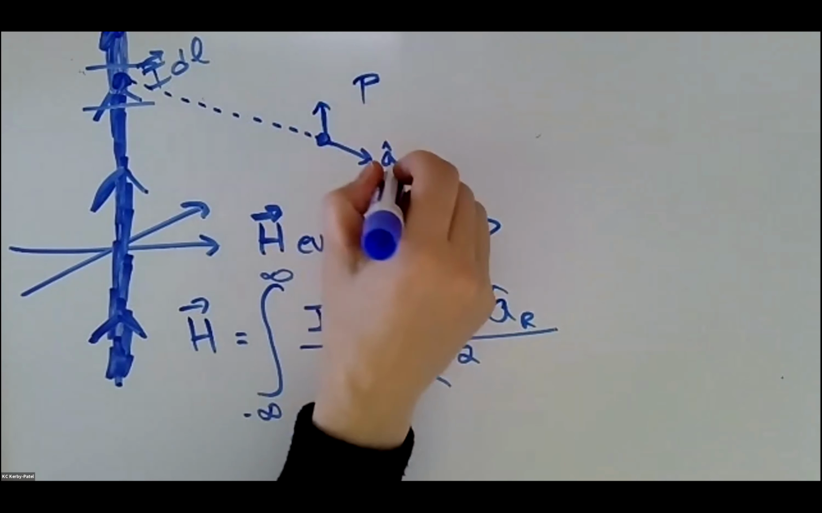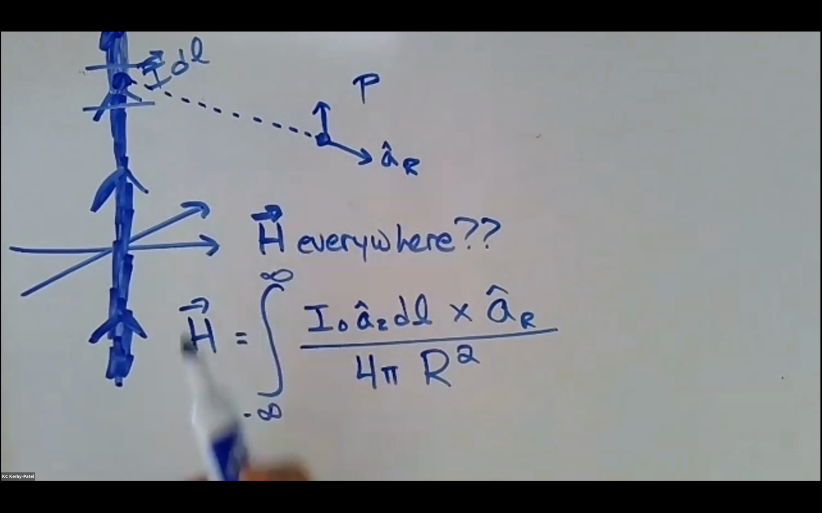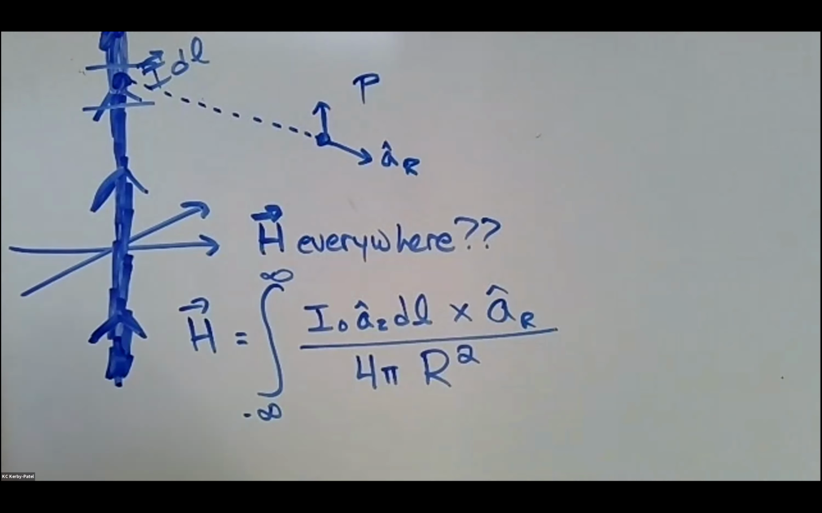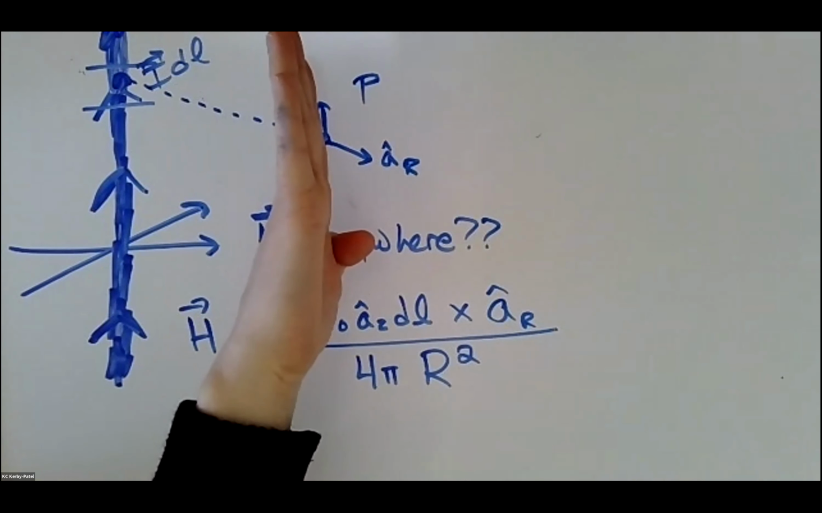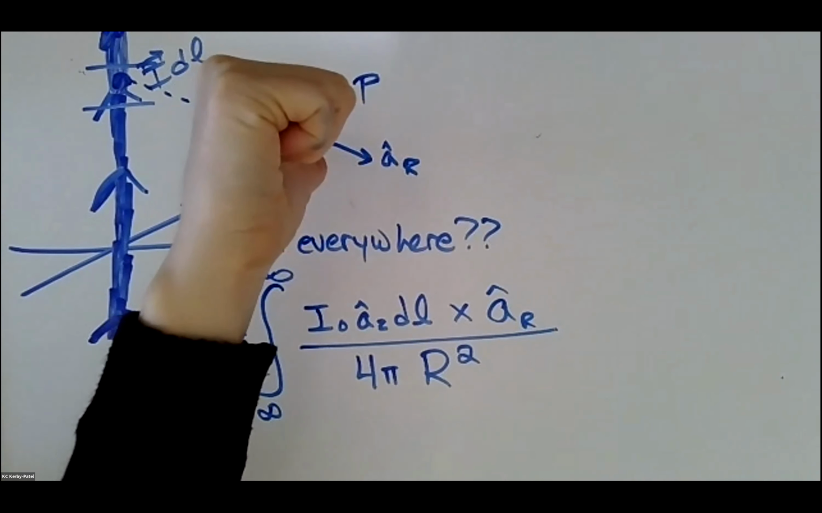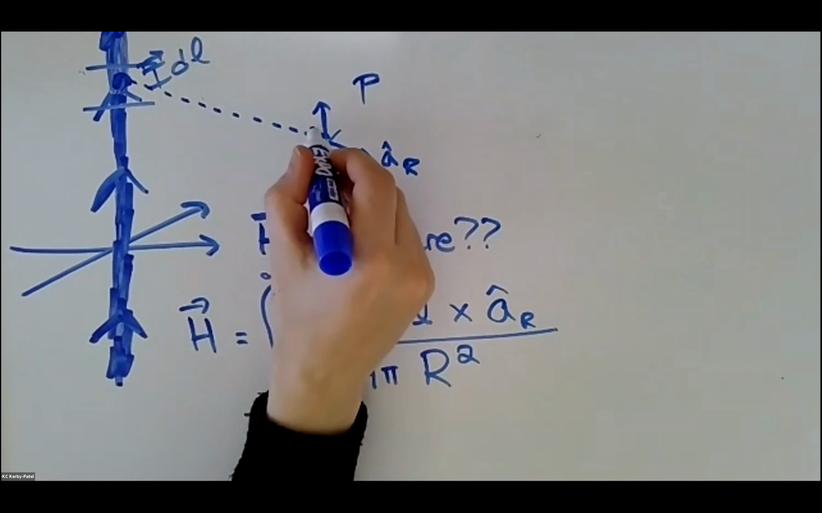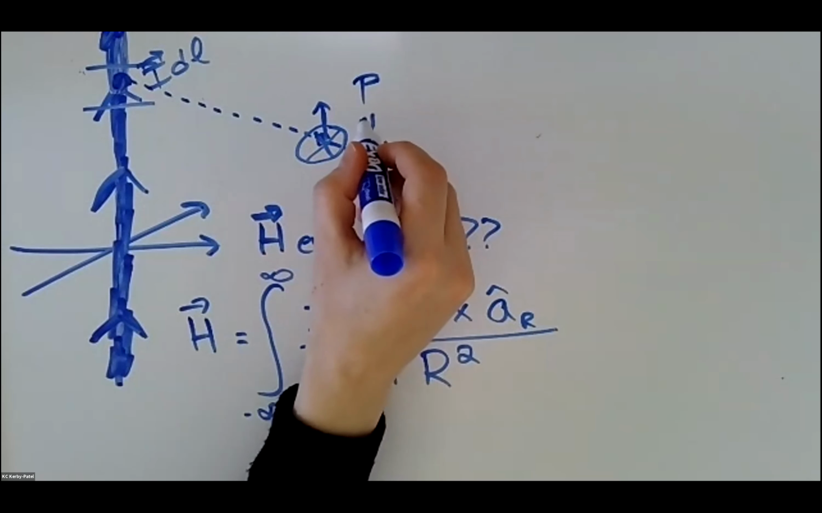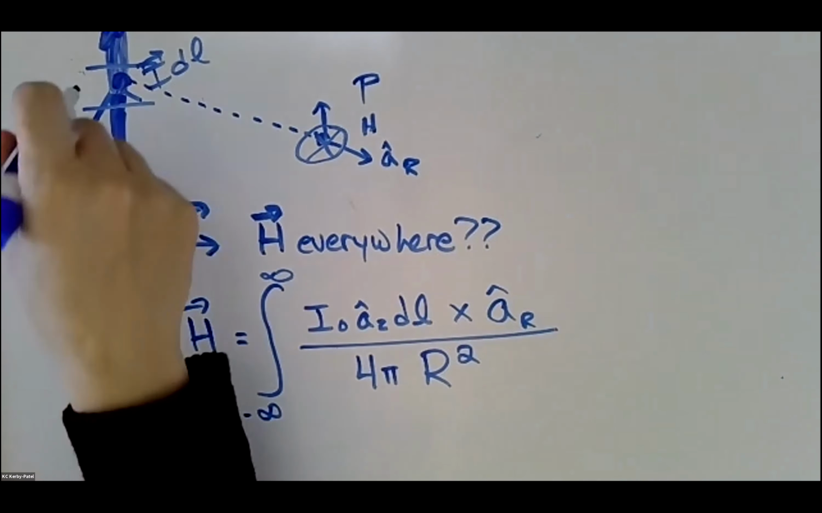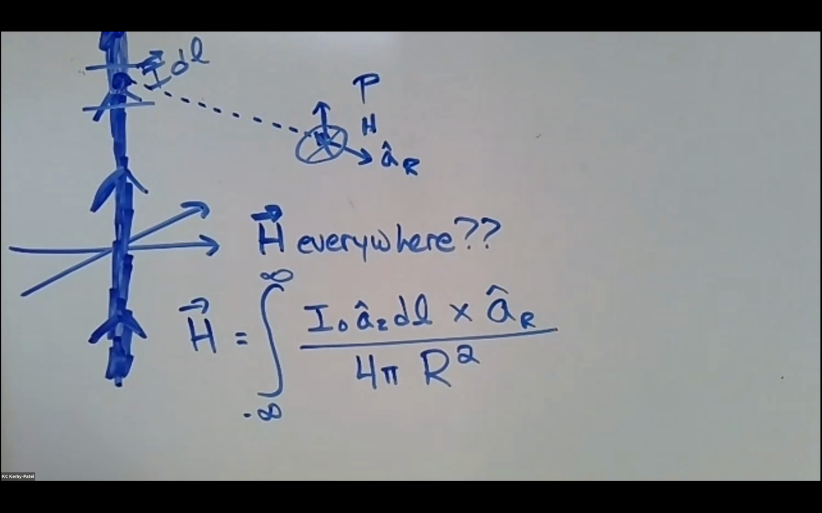And if I were to draw, dl points that way, a hat r points that way, dl cross a hat r is going to have, you can't see my right hand rule, but that's what I'm doing right here, putting my fingers along dl, folding them onto the direction of a hat r. My thumb points in the direction of the result, which is downward into the board. So I'm going to draw a little X, and that's going to be the H that I would get from that. Am I going to get anything else? No, I'm not. Why am I not going to get anything else? Because this exists on the axis. There's no other directions here.